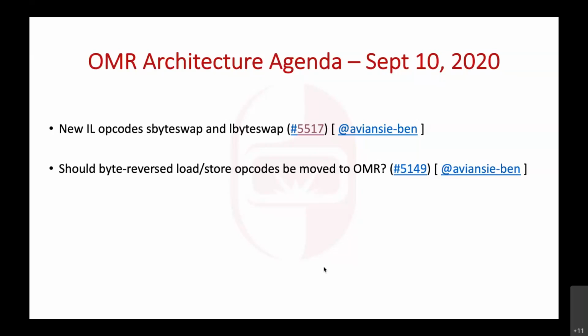So I don't think there's a compelling enough case to add an address byte swap. But I think that for shorts and longs, there is a sufficiently compelling case here.